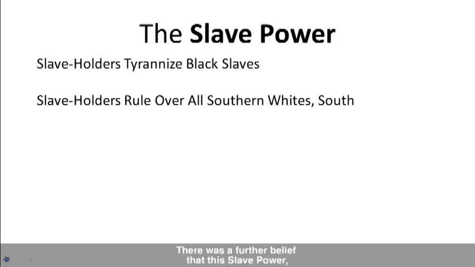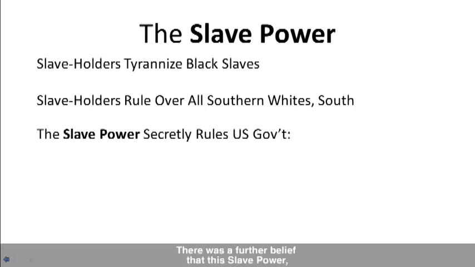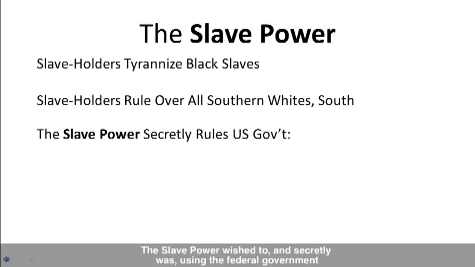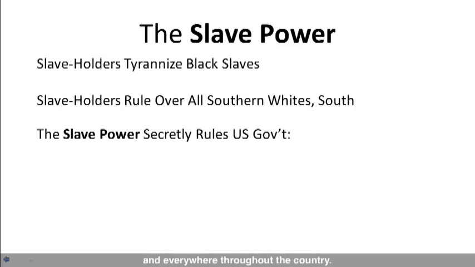There was a further belief that this slave power, this clique of powerful Southern slave owners, dominated the policies of the U.S. government. The slave power wished to and secretly was using the federal government to expand slavery first and foremost into the territories, but would not be content there, would eventually want to take slavery and extend their power into the North itself and everywhere throughout the country.